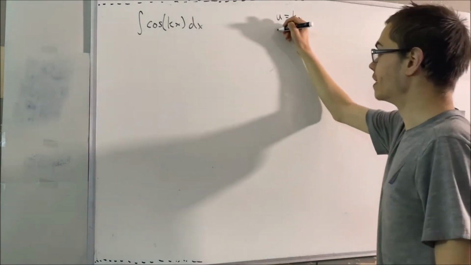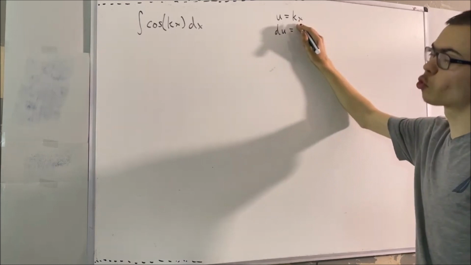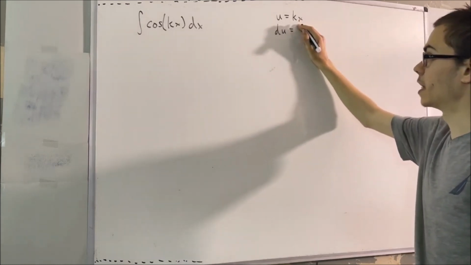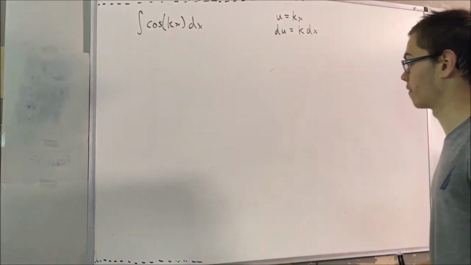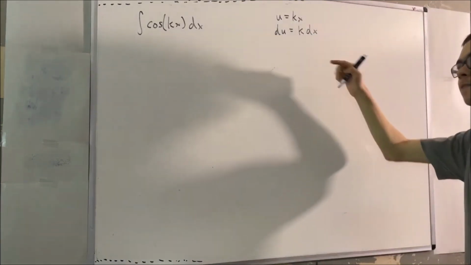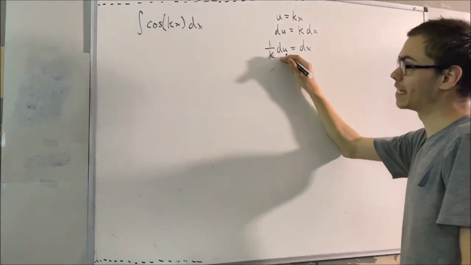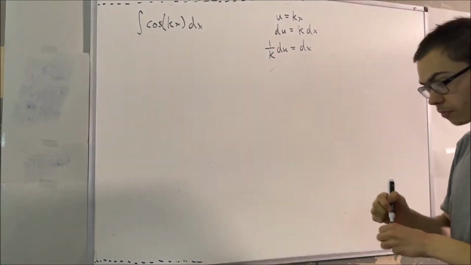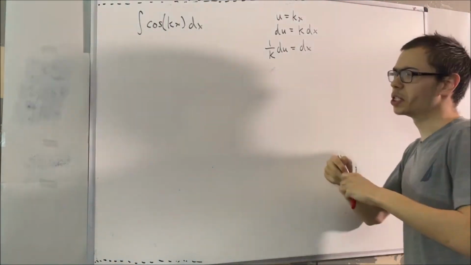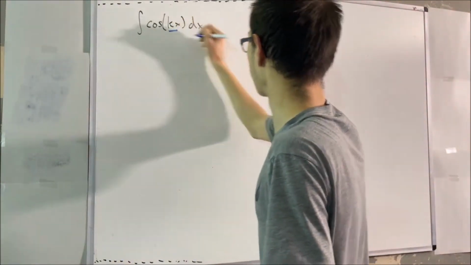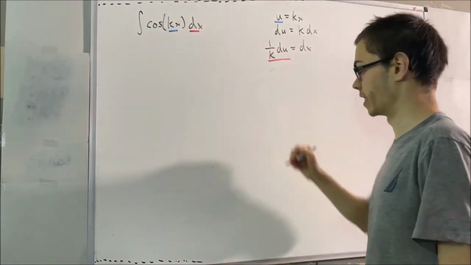And therefore, du is just going to be the derivative of this thing. We're going to take the derivative of it with respect to x, and therefore that would be k. And then, of course, we have to put a dx afterwards. We can divide the k to the other side. We get 1 over k du equals dx. So what we're going to do is we are going to substitute kx for u and dx for 1 over k du.